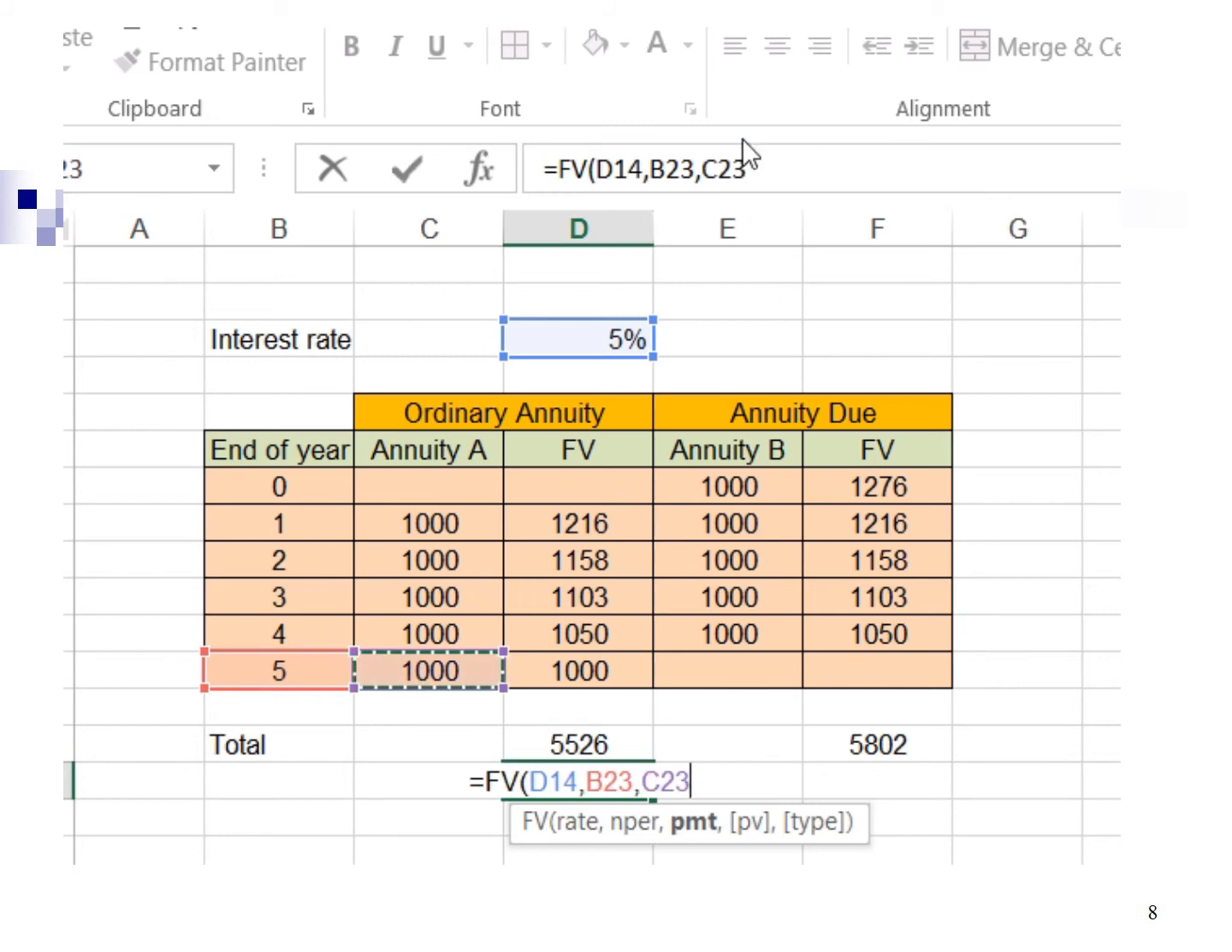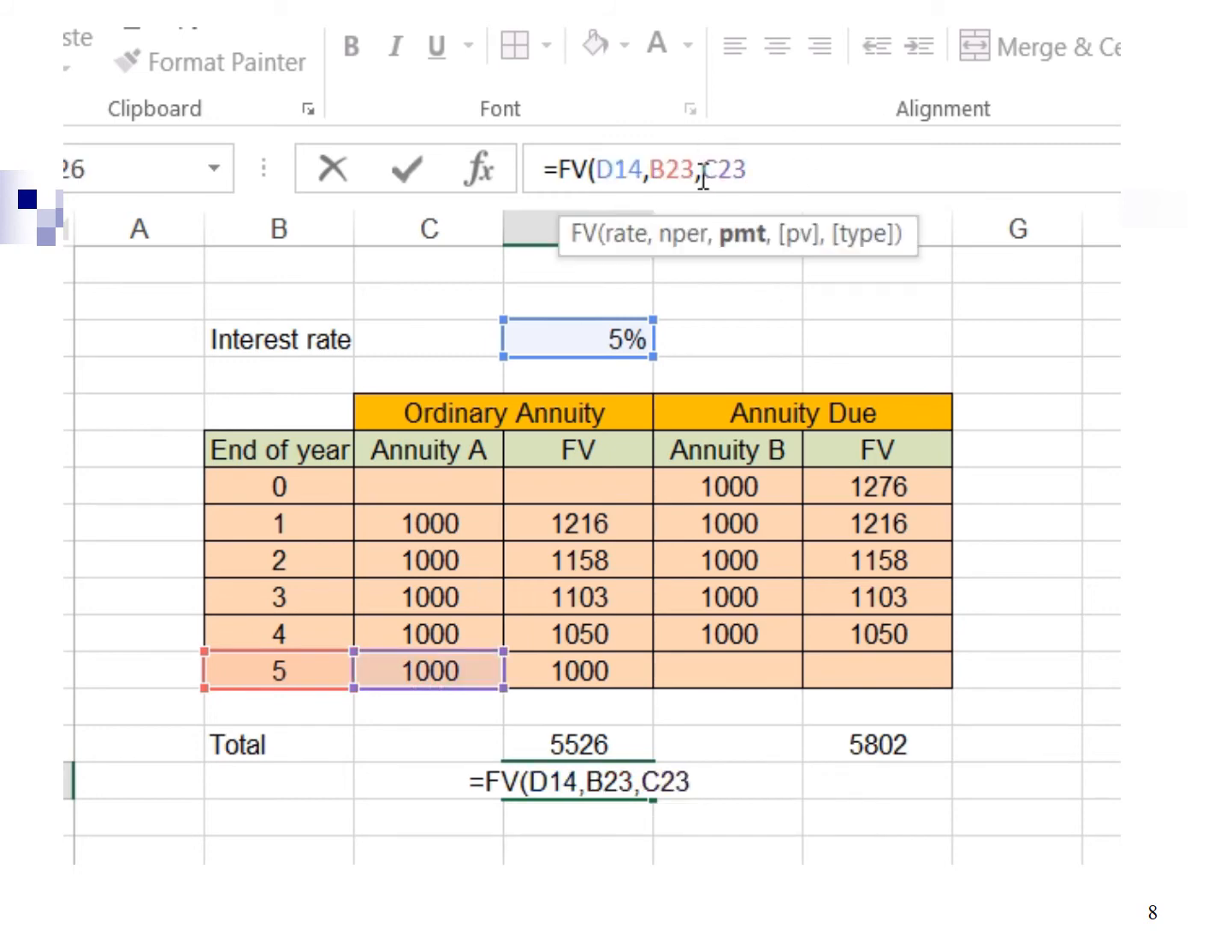-1000 for PMT. Take note that I put a negative sign here because I assume the 1000 is a cash outflow. The 1000 is an investment. I'm doing this because later I will get a positive value for future value.